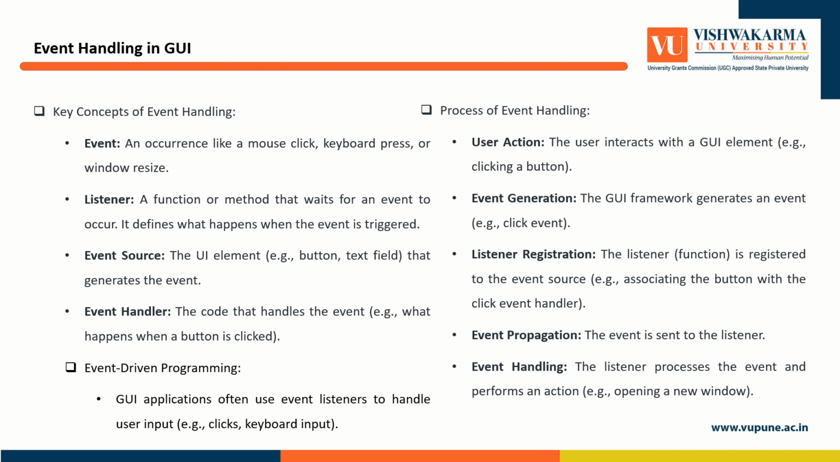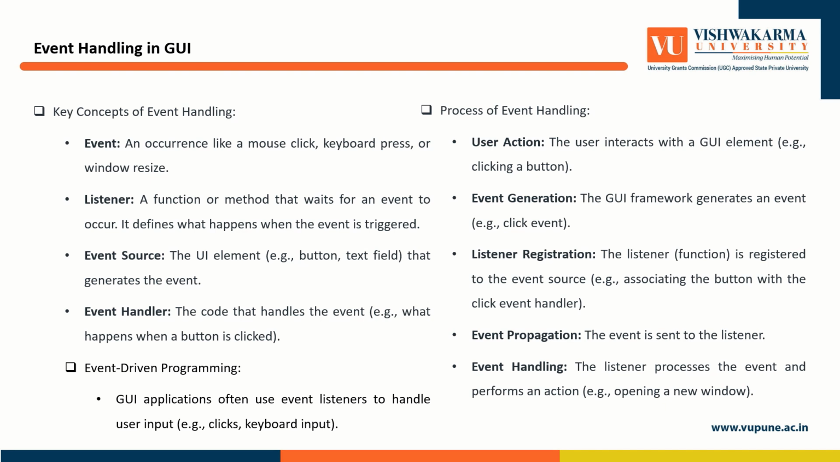So first is the key concepts of event handling. Event: an occurrence like a mouse click, keyboard press or window resize is called an event. Second, a listener: a function or method that waits for an event to occur. It defines what happens when the event is triggered. Third is the event source: the UI elements, for example, a button or text field, that generate the event. Event handler: the code that handles the event, for example, what happens when a button is clicked. These are all the concepts of event handling.